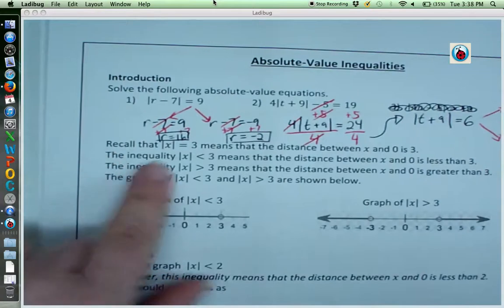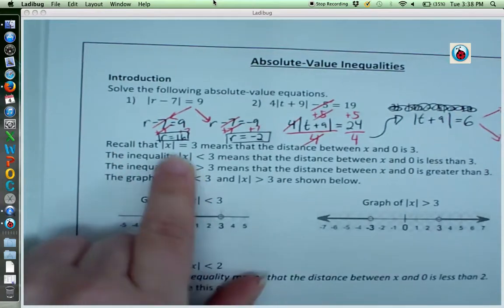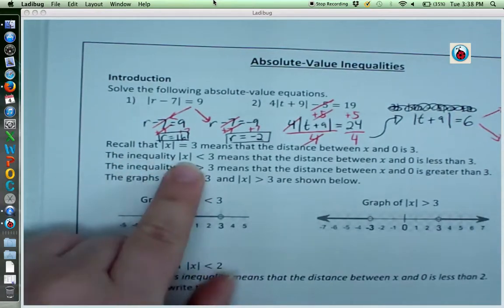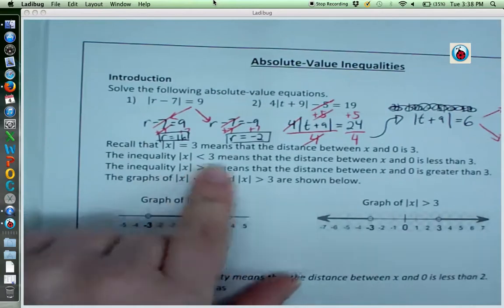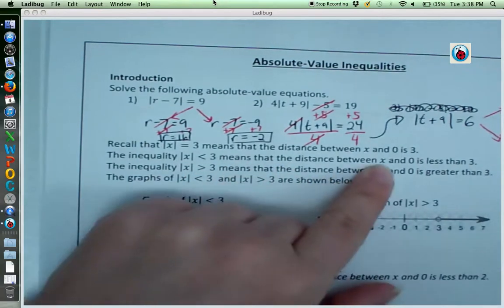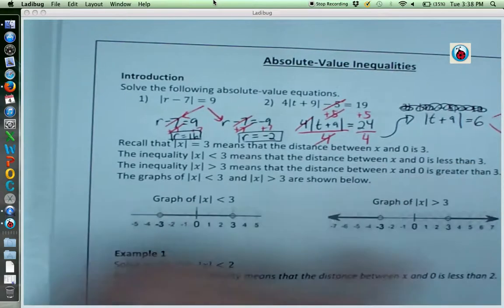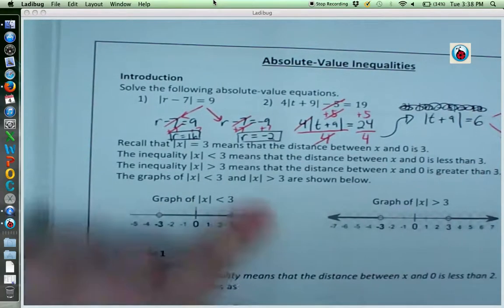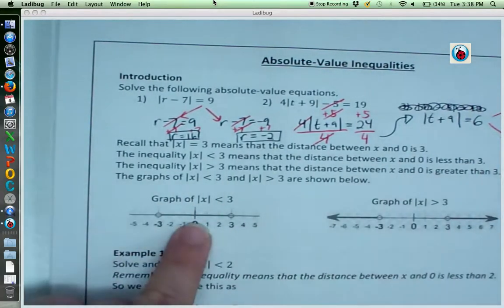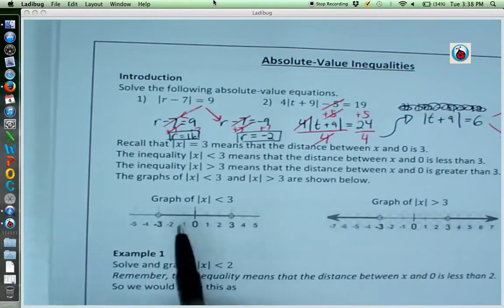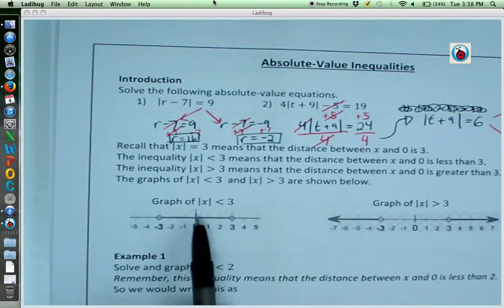The inequality of the absolute value of some number being less than 3 means that the distance between that number and 0 is less than 3. That is the graph that is shown right here. If the distance between that number and 0 is less than 3, then the distance could be a distance of 1, so it could be one space to the right of 0 or to the left of 0. It could also be a distance of 2, so 2 spaces to the right of 0 or 2 spaces to the left of 0.